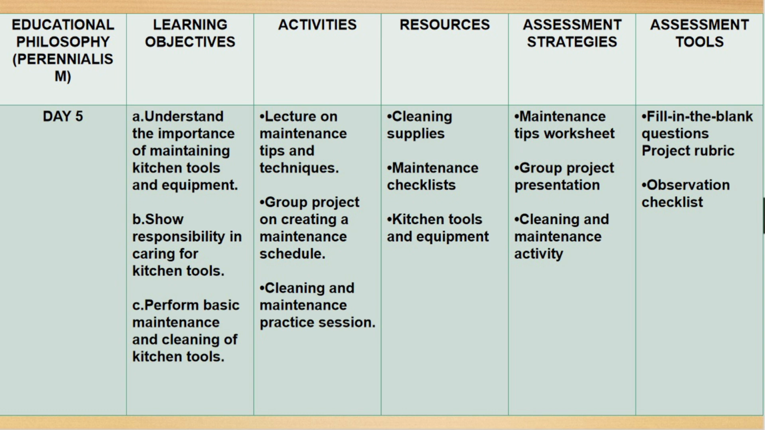And lastly, observation checklist. So a checklist used by the instructor to observe and record students' performance during the cleaning and maintenance activity. So this tool measures students' ability to perform maintenance tasks. For example, criteria might include properly cleans tools, follows maintenance instructions, and also uses appropriate cleaning materials.